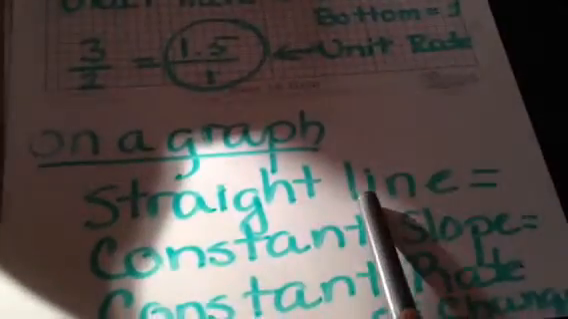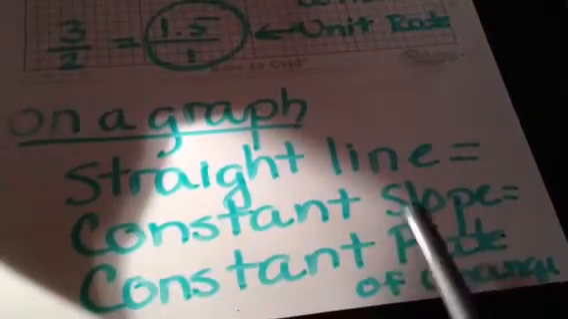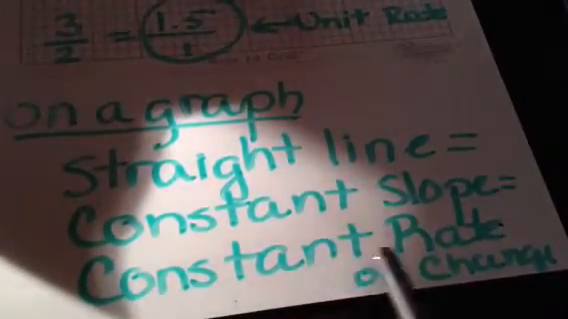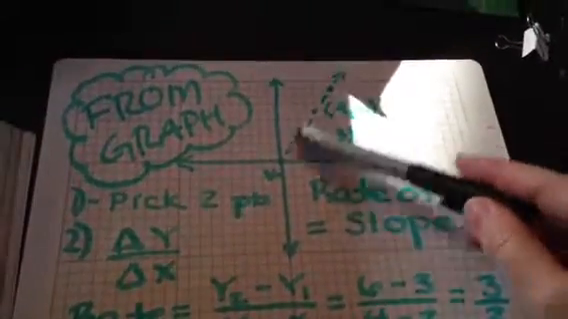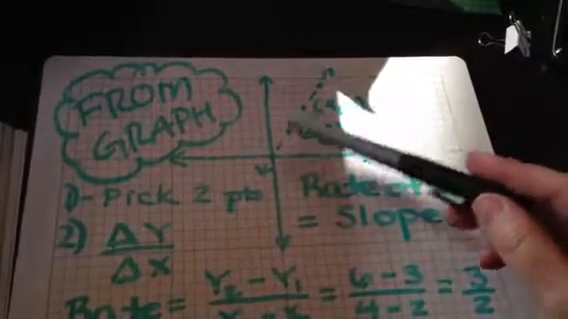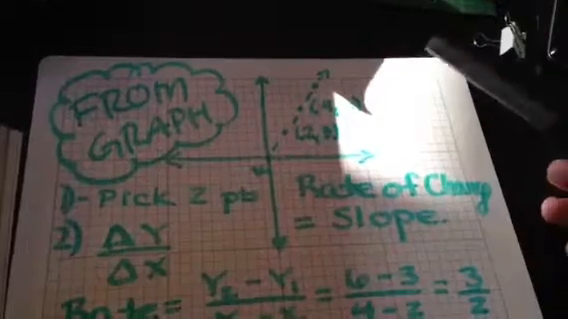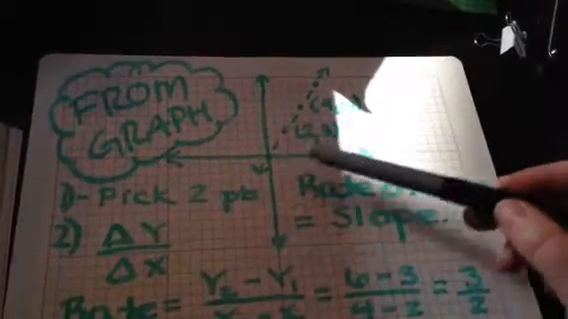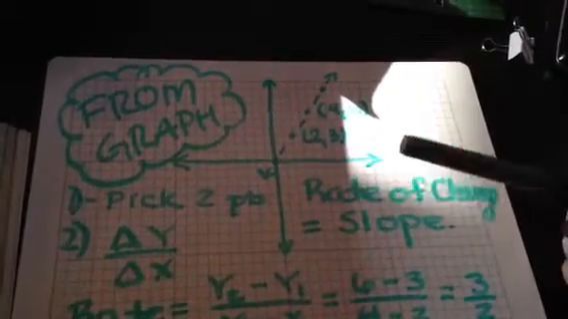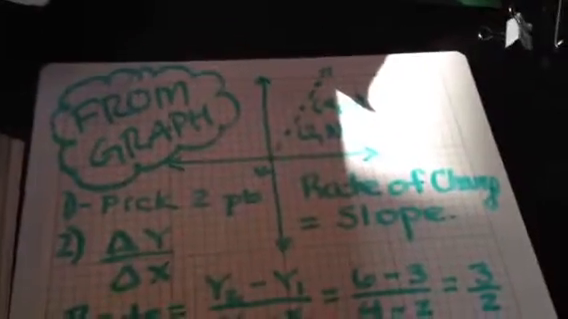Now, on a graph, if it is a straight line, it has a constant slope. If it has a constant slope, it has a constant rate of change. So that's what I mean when I say that a graph is a little bit easier to deal with, because if you just look at it, if it's a straight line, you know you have a constant rate of change. When you're dealing with a table, you have to do all of those calculations just like before. All right, well, good luck, and ask me if you have questions.